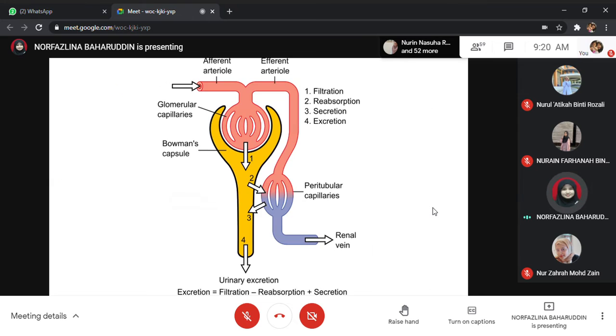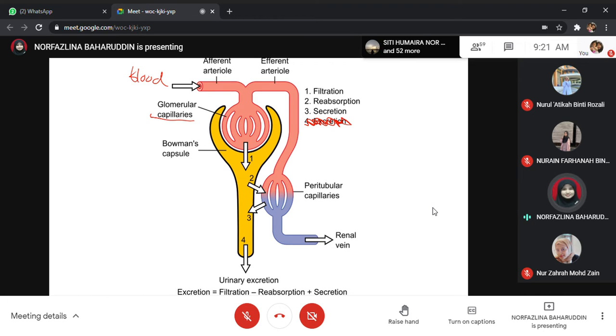Okay, next. Kelas gambar ni tak ada, tapi saya nak highlight function nephron dekat sini. Saya siap buat ni sebab nota kita ada 3 je. Ni saya dah mention tadi, this is where blood enters from renal artery to afferent arteriole. And bila dia sampai dekat sini, dia akan filter the blood. Glomerulus will filter the blood.